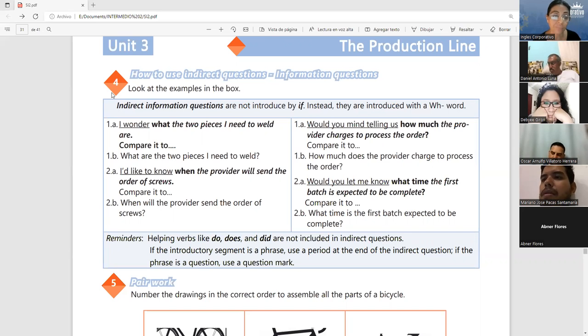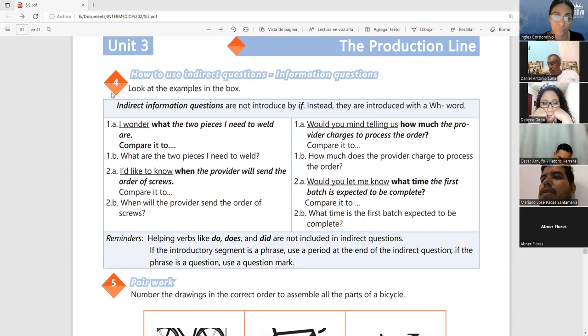So, Mariano, can you read la primera donde dice 1A, 1B, 2A y 2B, Mariano? I wonder. Okay, teacher. I wonder what the two pieces I need to weld are. Compare it to.